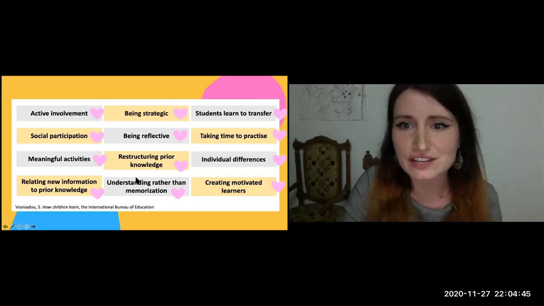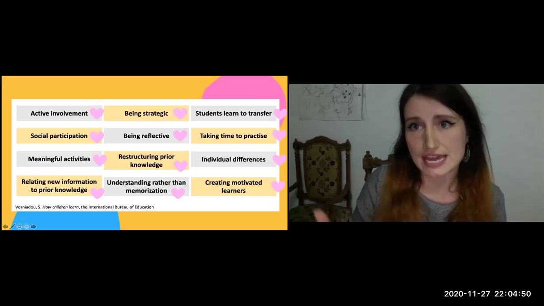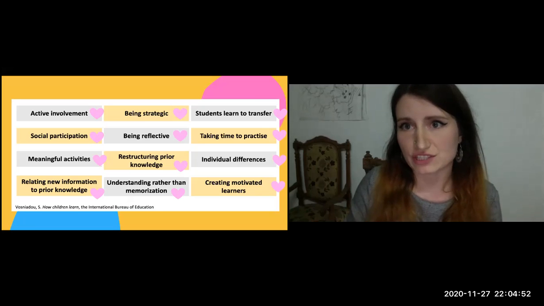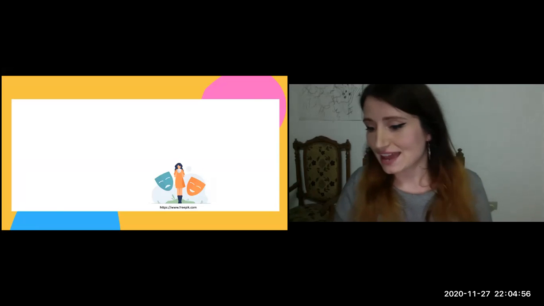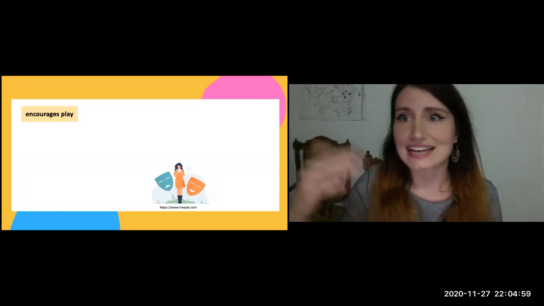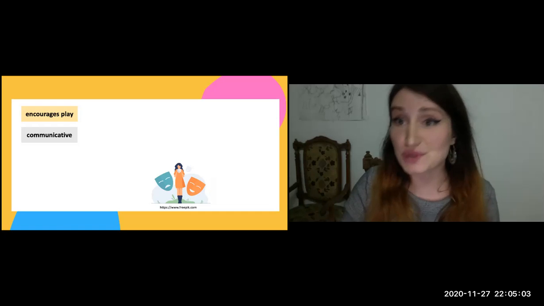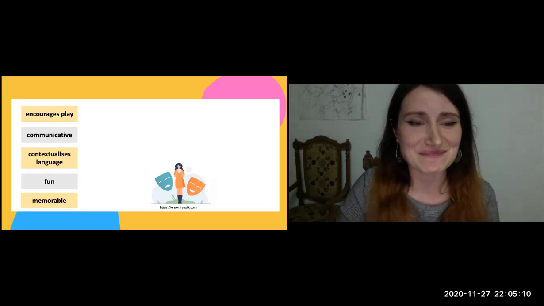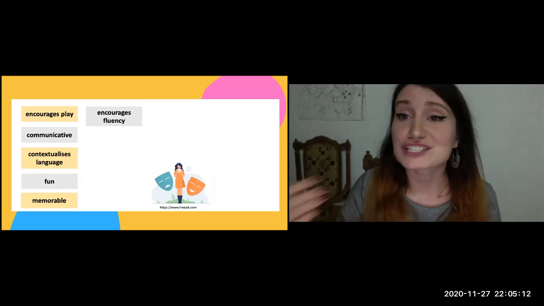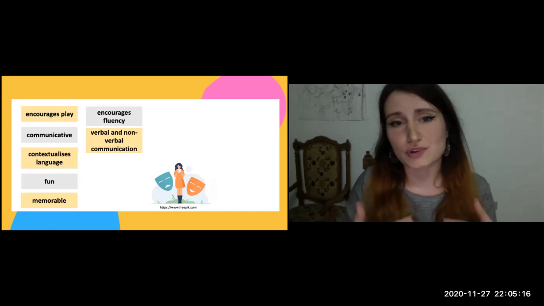I also think it's really good for individual differences, this whole idea of empathy, putting yourself in someone else's shoes and being able to understand their perspective. So, what else can drama do in the classroom? It encourages play, it's communicative, it helps contextualize the language. Hopefully it's fun, it's memorable, it encourages fluency, it involves verbal and non-verbal communication.